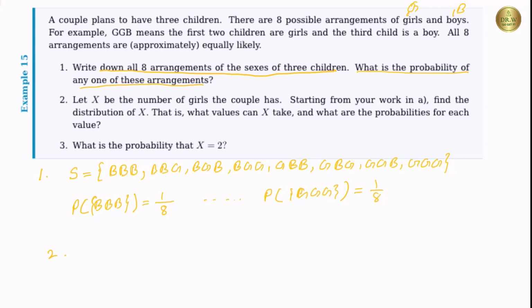Let x be the number of girls the couple has. Now understand the values of x. So here how many girls? 0, no girls. Here 1, again 1. Here 2, again 1, 2 girls. 2 and 3 girls here. Therefore, what are the values of x? 0, 1, 2, 3.